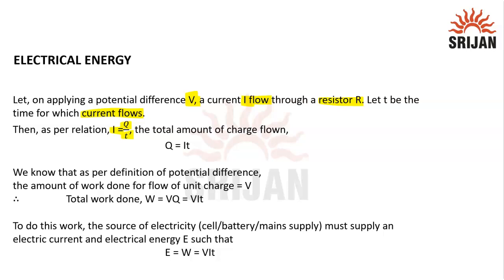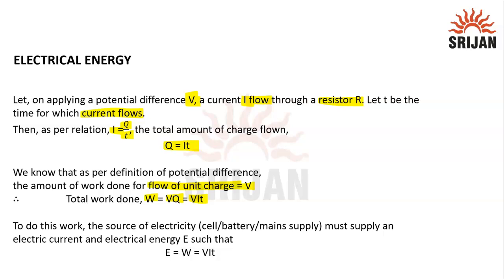So the total amount of charge will be Q, which is equal to I into T. We will multiply by T here. Now we know that as per the definition of potential difference, V is the amount of work done for flow of unit charge, and work done is simply equal to V into Q. So work done is equal to V into IT. We will put the value of this Q here and we will get W is equal to VIT.